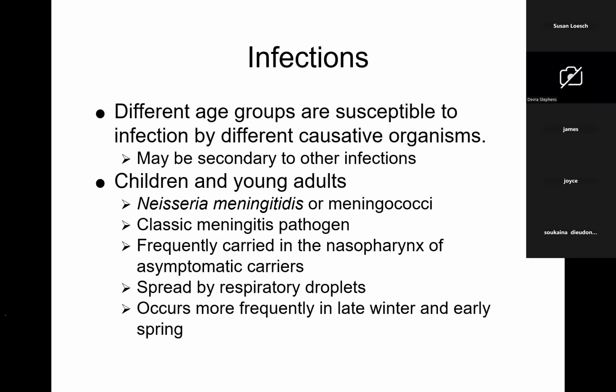In children and young adults, it's going to be Neisseria meningitis spread by those respiratory droplets. So coughing, sneezing, even talking. Happens more often late winter, early spring. For babies, E. coli.